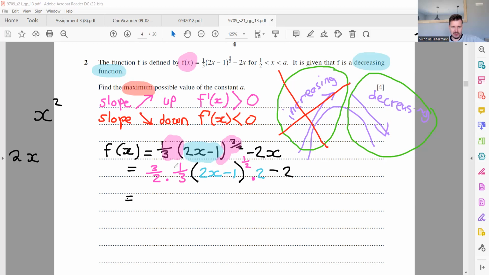Okay, now what we notice is the 3s cancel, and this 2 cancels with this 2, leaving us with 2x minus 1 to the half, minus 2. I'm going to do this again, exactly the same, but the other way around, just so that you see that it's the same and you get the same answer.